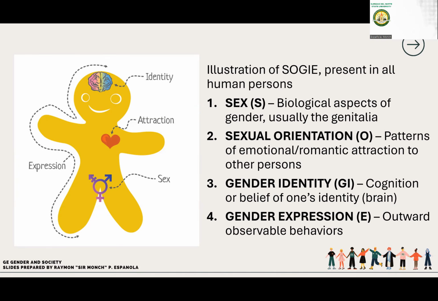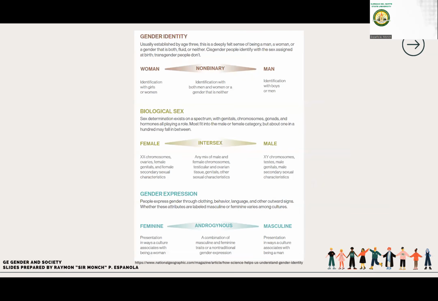And second, naatay sexual orientation or the O, patterns of emotional, sexual, romantic attraction to other persons. And we can see that in the illustration sa heart, kay syempre, ang imo man ang relasyon, asa ka ma in love. And GI, gender identity, is your cognition, the belief of your identity. So mauna na siya sa brain. Okay? And E, gender expression, ang imong outward observable behaviors. How you dress up, your mannerisms, how you groom your hair, kung taas pa or bobo, and mao to siya.